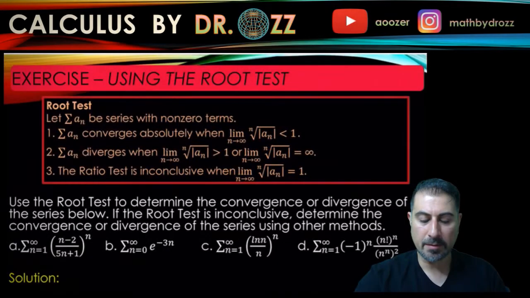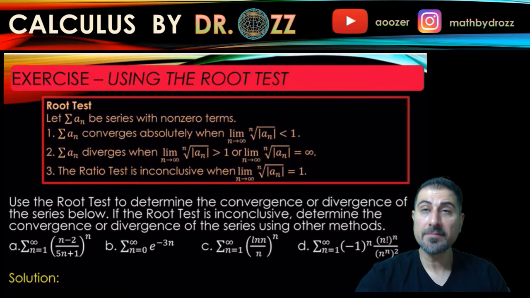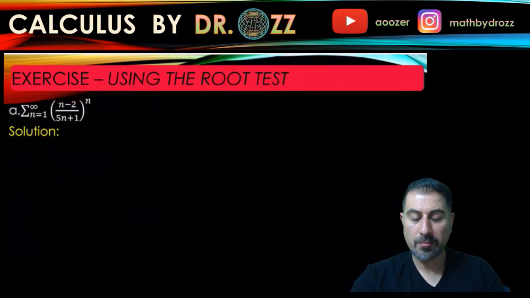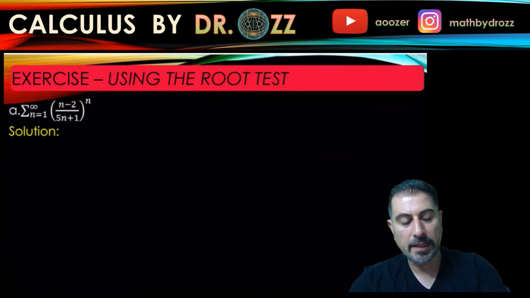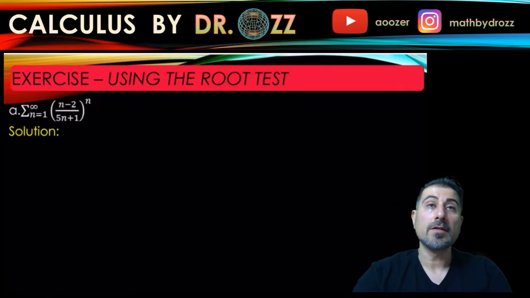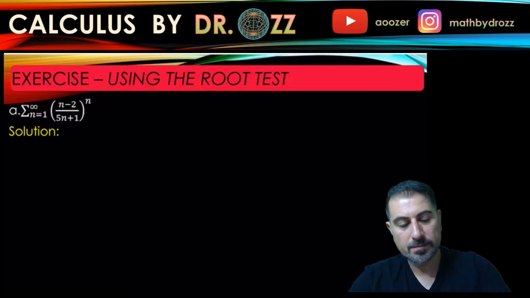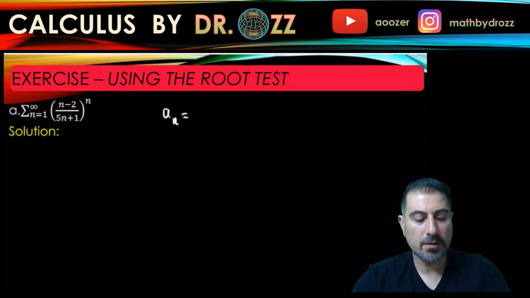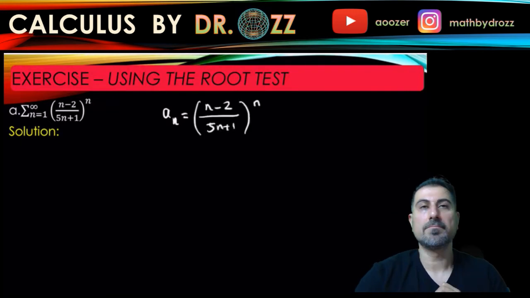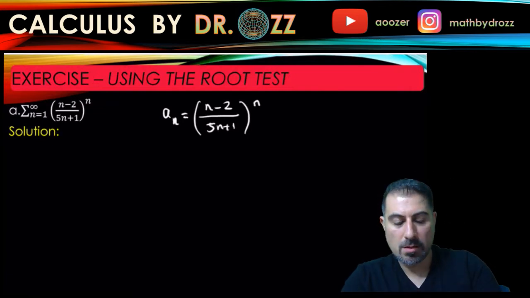The very first example is the infinite series of (n minus 2) divided by (5n plus 1), raised to the power of n. So here we go. What we're going to do here is to look at the nth root of the absolute value of an. So let's grab an first. an is equal to (n minus 2) over (5n plus 1), raised to the power of n.